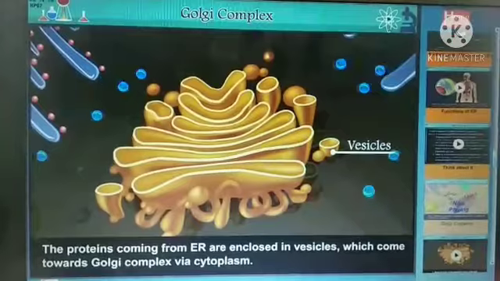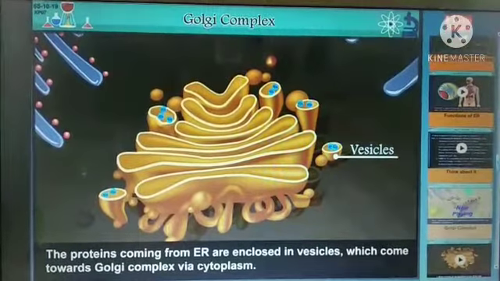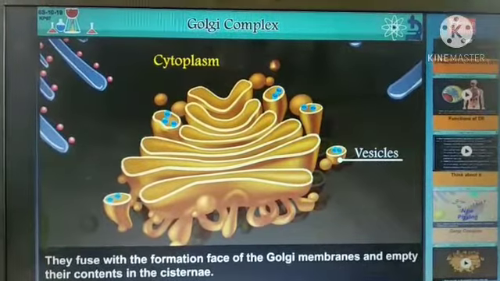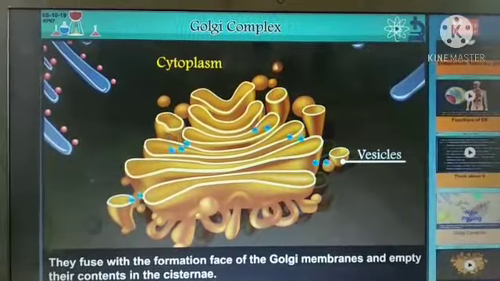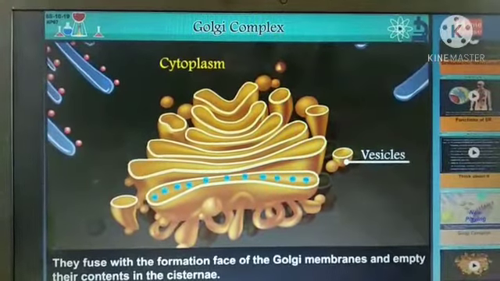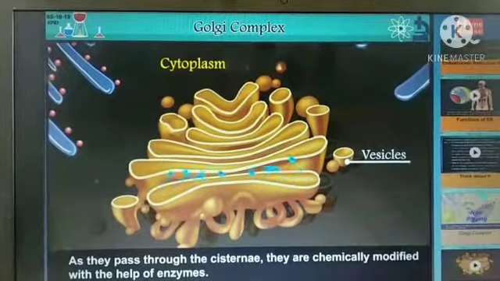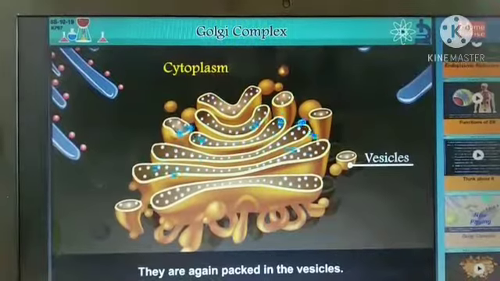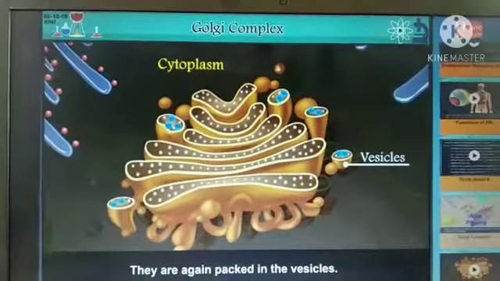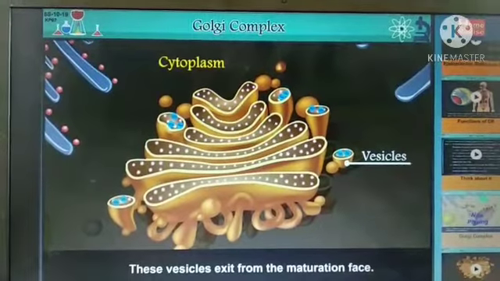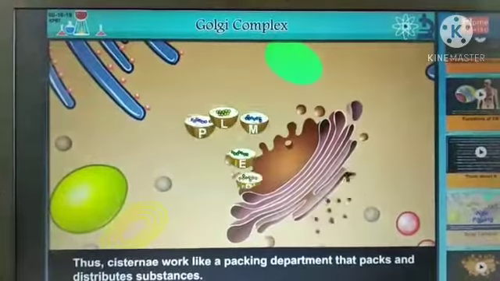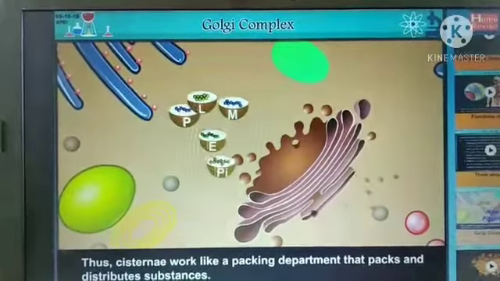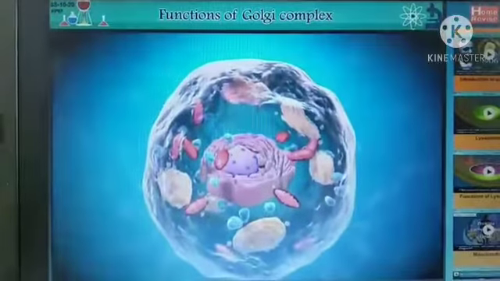The proteins coming from the endoplasmic reticulum are enclosed in vesicles which come towards the Golgi complex via the cytoplasm. They fuse with the formation phase of the Golgi membranes and empty their contents into the cisternae. As they pass through the cisternae, they are chemically modified with the help of enzymes. They are again packed in vesicles. These vesicles exit from the maturation phase. The cisternae work like a packing department that packs and distributes substances.